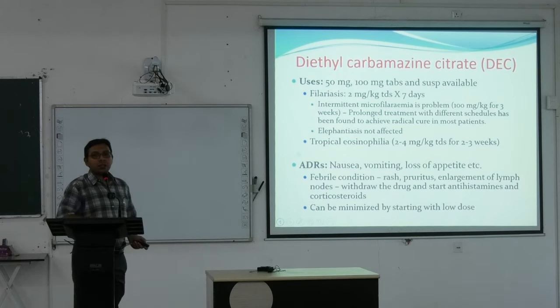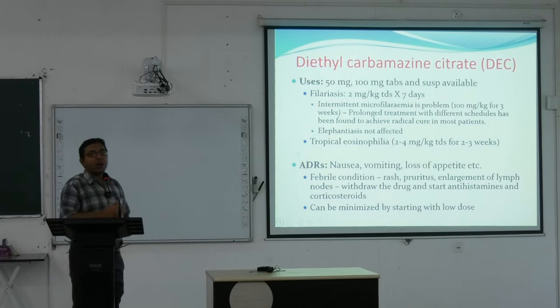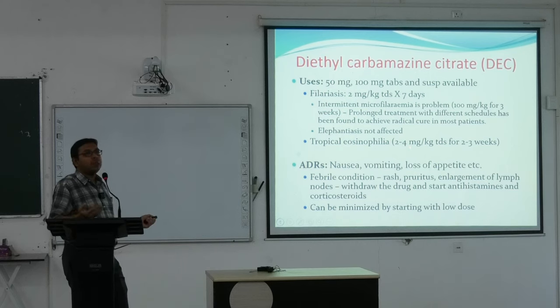For filariasis, the dose is 2 milligram per kg thrice daily for 7 days. Usually the dose is given like this. Intermittent microfilaremia is a problem, so 100 milligram per kg for 3 weeks is given. That is, prolonged treatment is given because some of the patients are repeatedly infested with the microfilaria. So prolonged treatment with different schedules has been found to achieve radical cure in most patients.